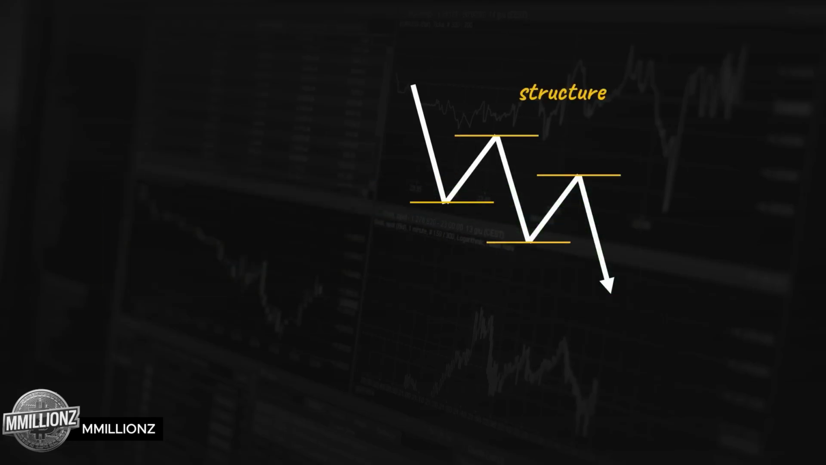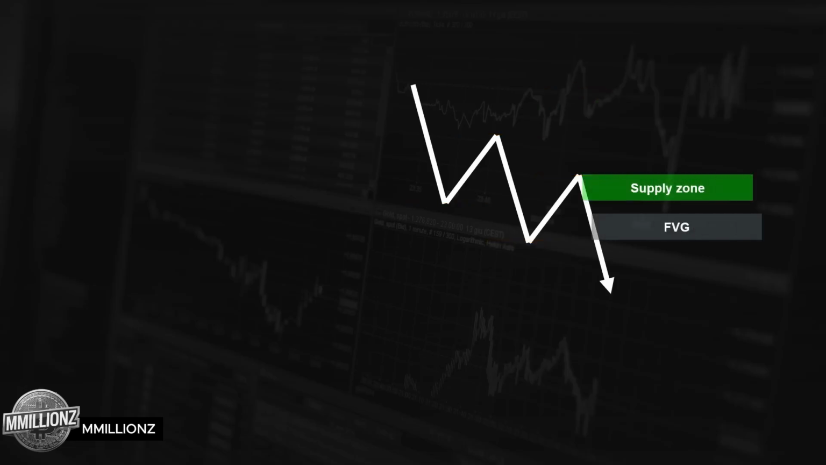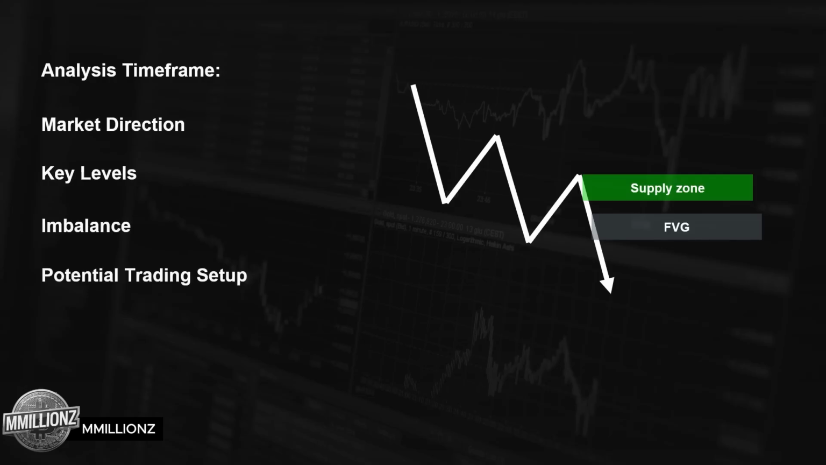Imagine these are the latest market movements on the 1-hour chart, which is our analysis time frame. Every reaction to a certain price level is considered a level of market structure. However, the strength of a price movement is determined by the imbalance. So, if we find a fair value gap in the latest impulsive move, this area could be a potential supply zone to go short along with the dominant downtrend. These are all the concepts we need in the analysis time frame. So far, we have identified the market direction, key levels, imbalance, and a potential opportunity to go short.